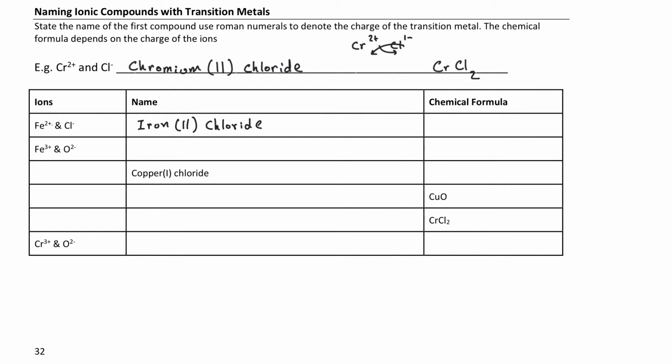And then for the chemical formula, again, it's the same idea. We got 2 plus, we got Cl, which is 1 minus, crisscross, and you will get Fe 1 and Cl2. So that's how we do it.